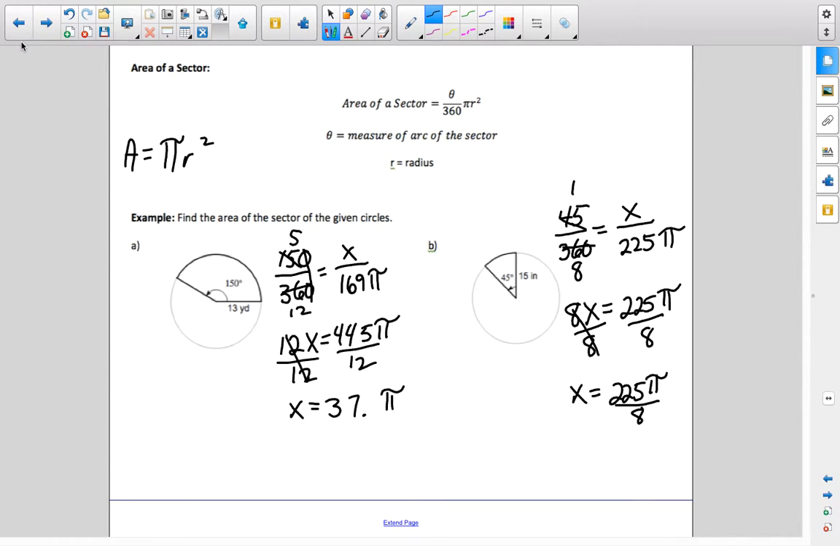Okay, so this is how we find out how to get the area of a piece of the circle. And the piece of the circle is called a sector.